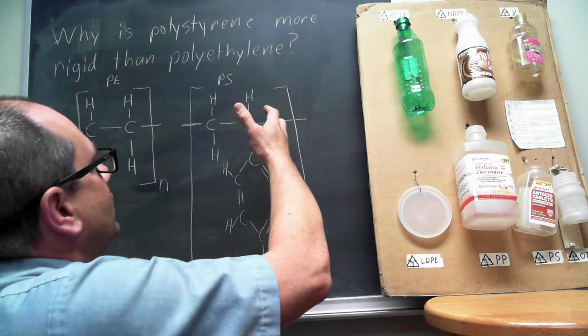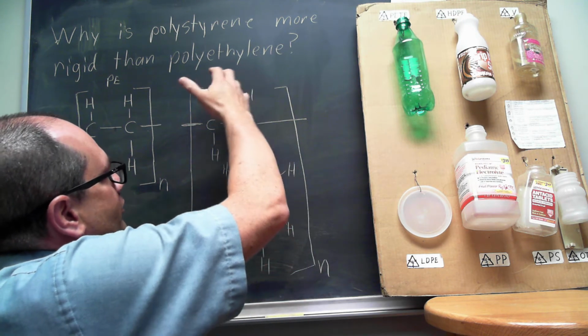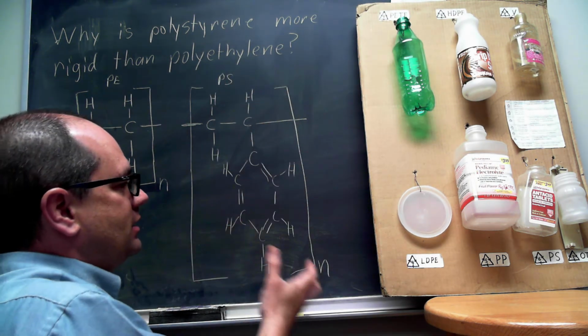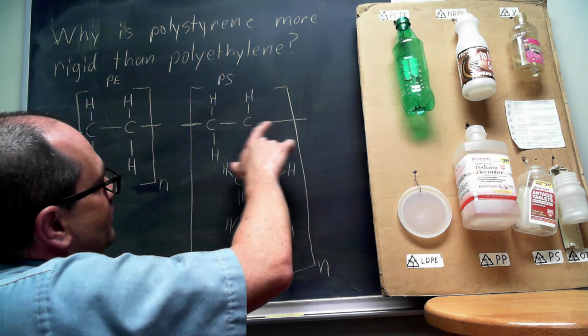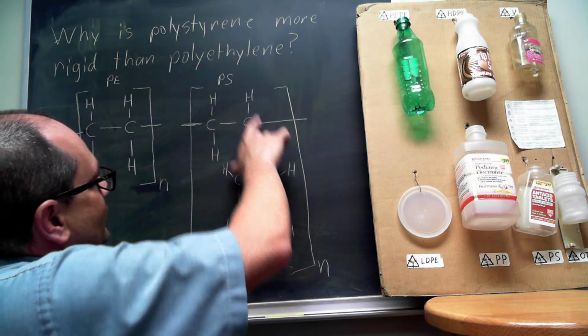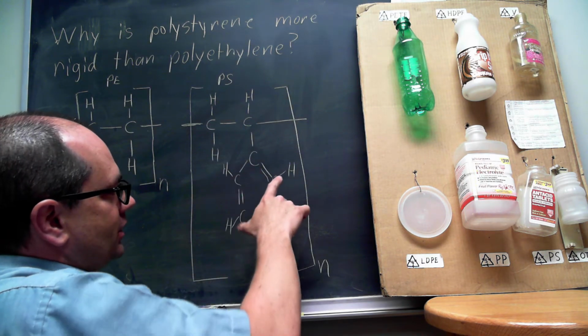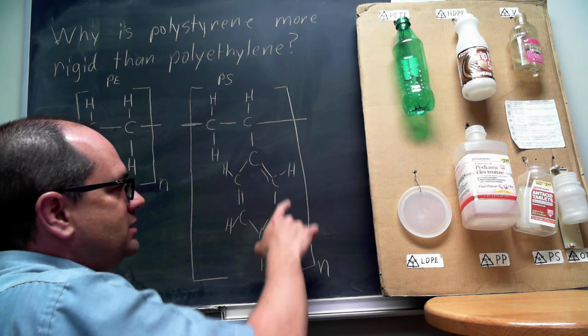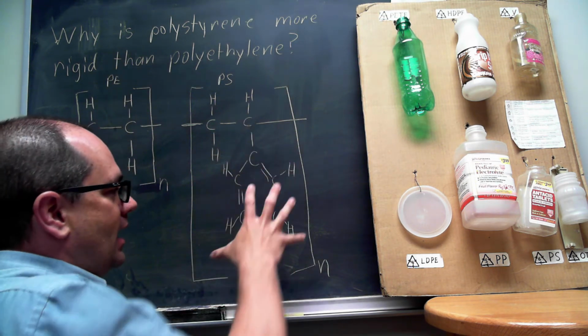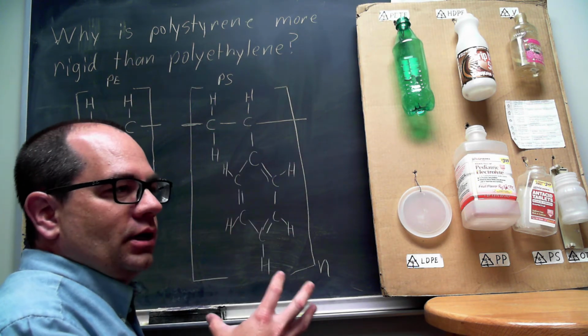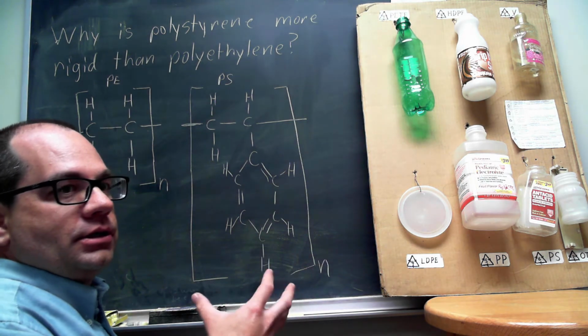Now over here I have a representation of polystyrene and its repeating unit. And you can see that it has a carbon-carbon backbone, but instead of having all hydrogens on these carbons, we see that we have an aromatic ring, a benzene type ring, attached to every other carbon. And that bulky group imparts a fair amount of stiffness into the polymer.